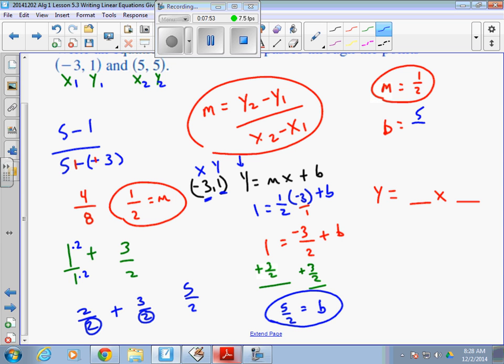5 over 2, which we know is the same thing: 2 goes into the number 5 twice, and there's 1/2 left over. So that would be 2.5 as the equivalent. All you need to do, once you have m as 1/2 and b as 5/2 or 2.5, is write in the values. Y equals mx, 1/2 x, plus b, 5 over 2 is the b value we have. Remember, you don't leave it as x right next to that. It's positive 5 over 2, so you put plus 5 over 2.